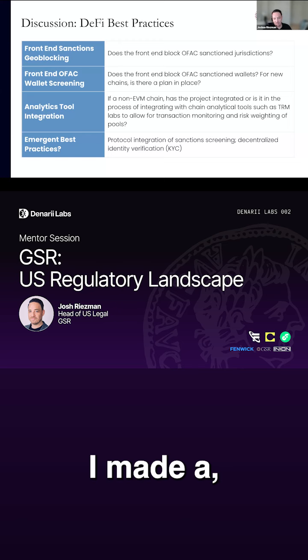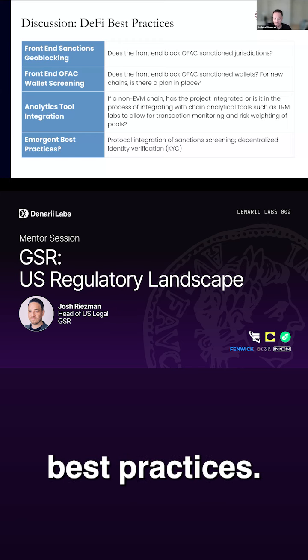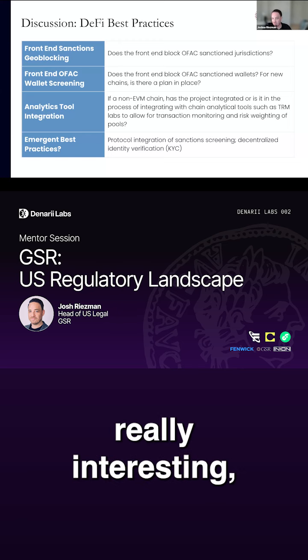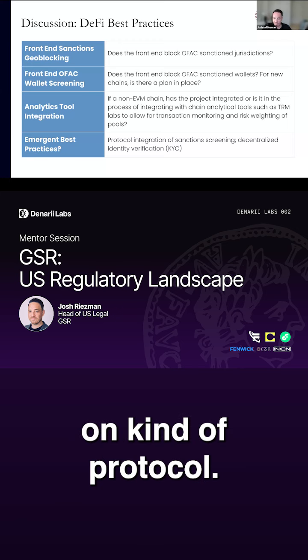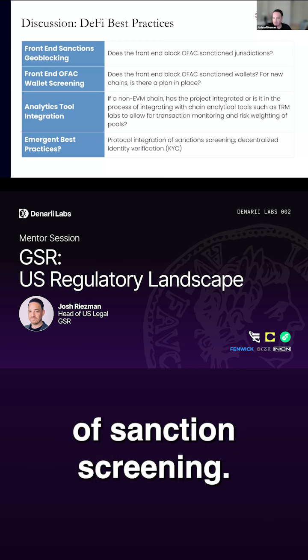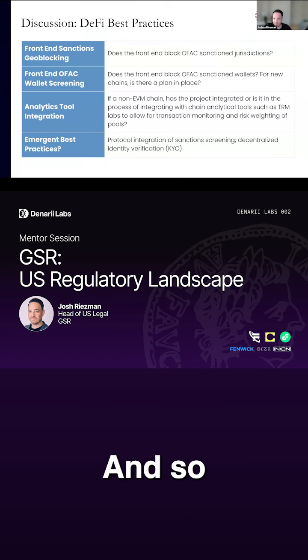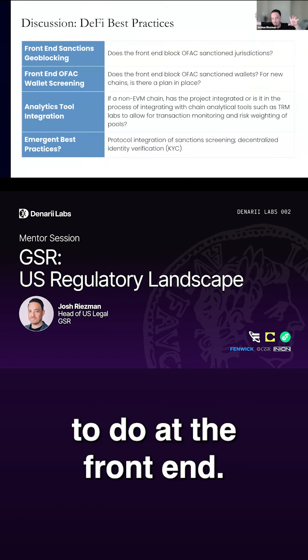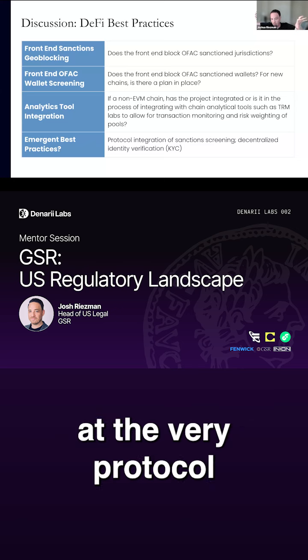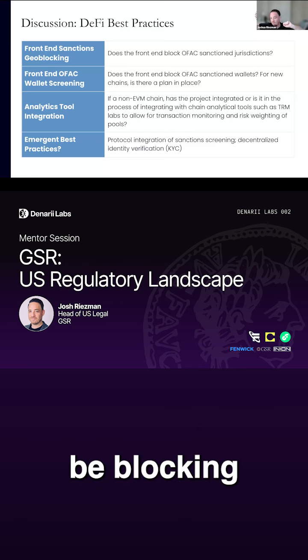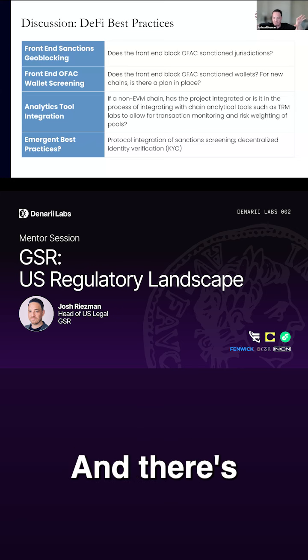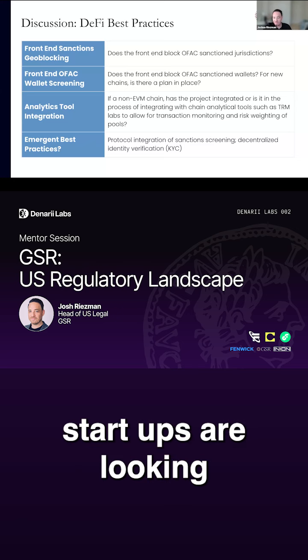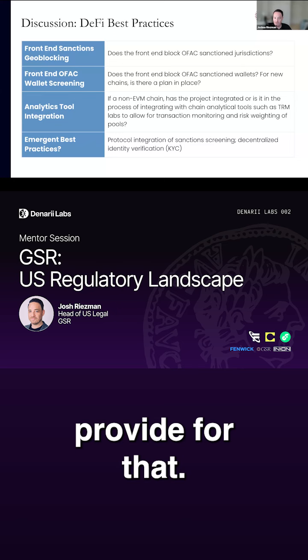And I made a kind of column down here for emergent best practices. I think there's some really interesting work being done on protocol level integration of sanction screening. And so what does that mean, right? So it's somewhat easier to do at the front end, but there's some protocols that at the very protocol level will also be blocking OFAC sanctioned addresses and wallets. And there's different ways you can do that, and different startups are looking at ways to provide for that.